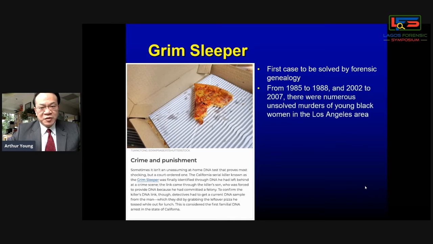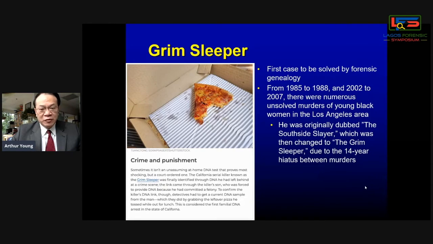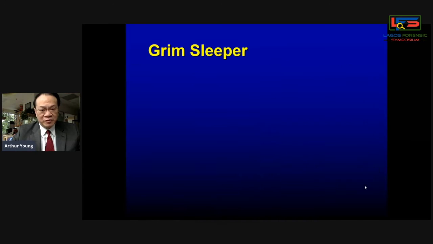So the first case to be solved by forensic genealogy was that of the Grim Sleeper. It happened from 1985 to 1988. And then there was a 14-year lag, resuming again in 2002 to 2007. There were numerous unsolved murders of young black women in the Los Angeles area. Most of them were prostitutes. He was originally dubbed the South Side Slayer, which was then changed to the Grim Sleeper when he resumed his murders after 14 years. However, what's actually suspected is that he was still active in this period of time. It's just that the victims' bodies have never been found.